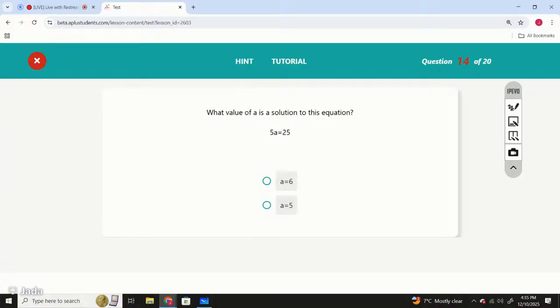What value of a is a solution to this equation? That is 5 times 5 is 25. So the solution is 5.